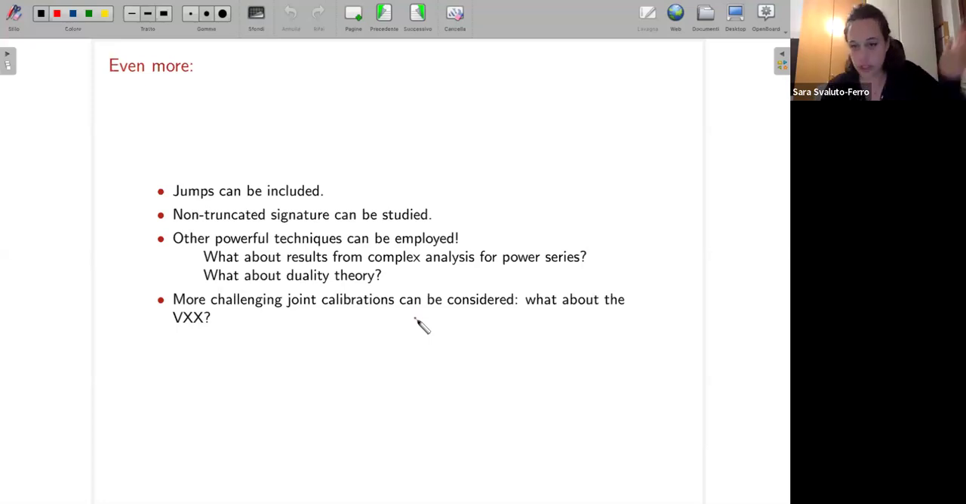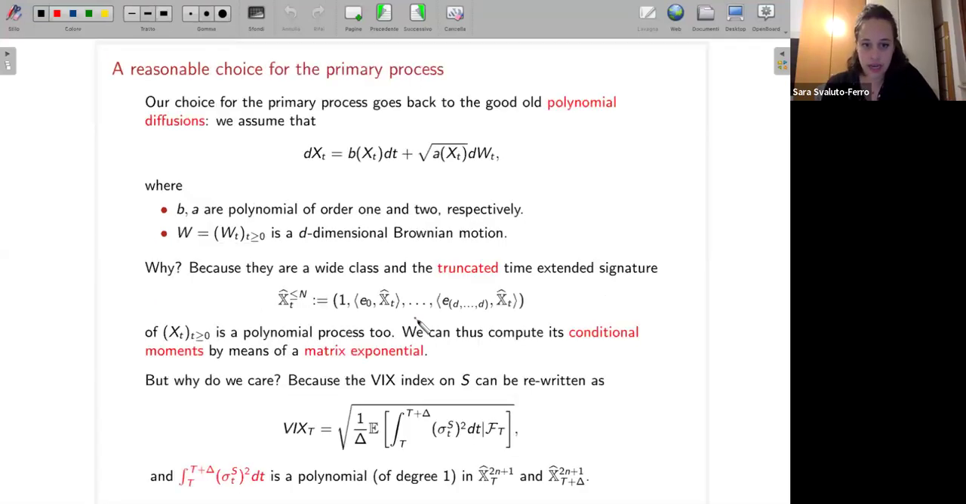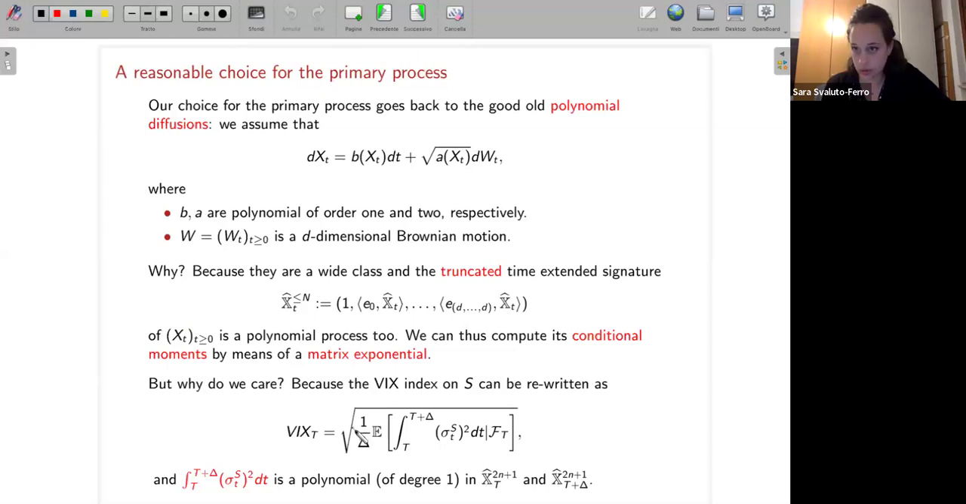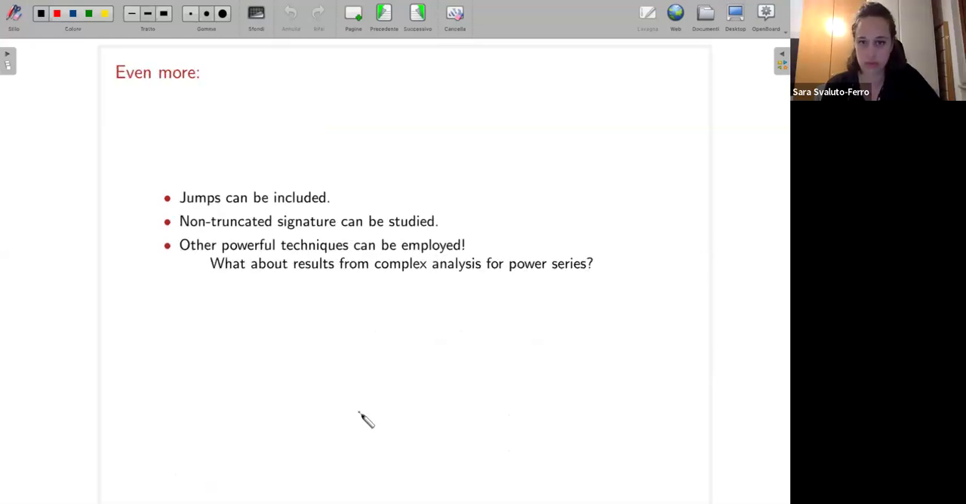One can also do more challenging joint calibration, like the VIX squared, which is an object that I'm still studying, to be very honest. But you can construct it starting from the conditional expectation of the VIX, which is a bit challenging because there is the annoying square root here. So you need a smart trick in order to come out of it, because of course the square root is not smooth.